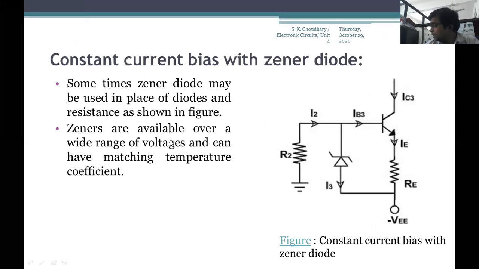Now the other method you can use is constant current bias with the Zener diode. This is the configuration; everyone please note it down. Instead of R1 and the diode, it is simply replaced by this Zener diode, and we know it functions in reverse bias conditions. That is why the polarity of the diode is connected this way: the cathode is connected to the base and the anode is connected to VEE.